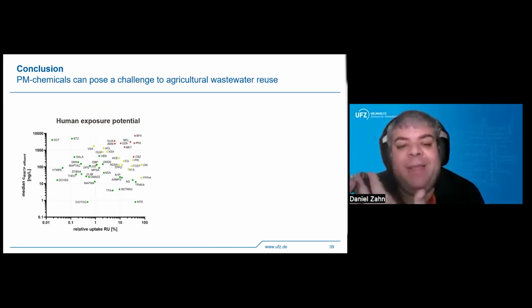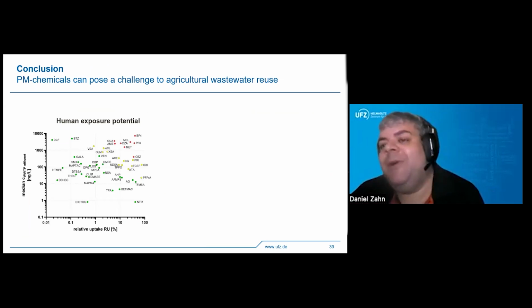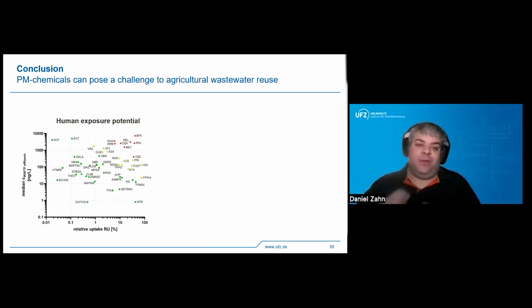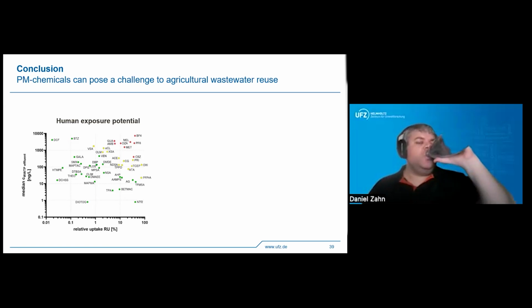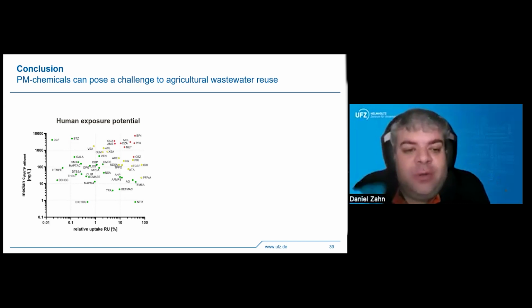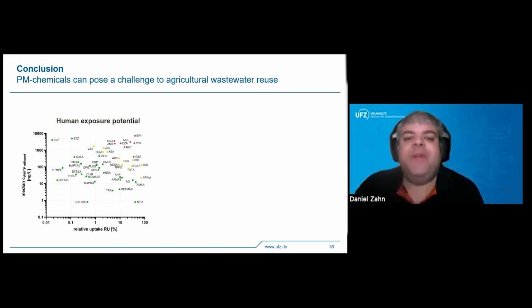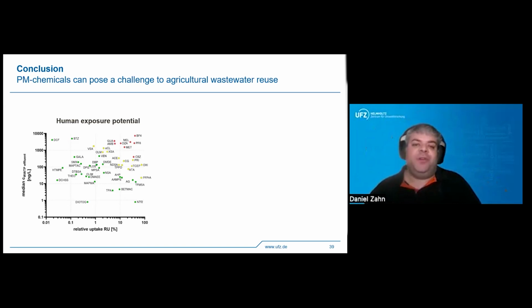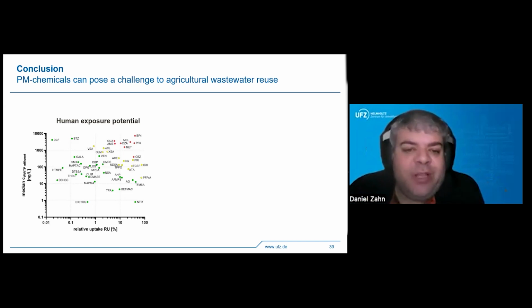We saw this plant uptake, but of course, a chemical that's taken up well doesn't mean it's present in high concentrations. It doesn't mean it has a high human exposure, because it also depends on the concentrations present. So we took the study from Muschke et al., who also had a look at several German wastewater treatment plants and plotted the median concentration in the wastewater treatment plant against the relative uptake. And you see the chemicals on the top right, they combine high wastewater concentration with high plant uptake, and we call this the human exposure potential. So they have a high potential for human exposure in agricultural wastewater reuse.